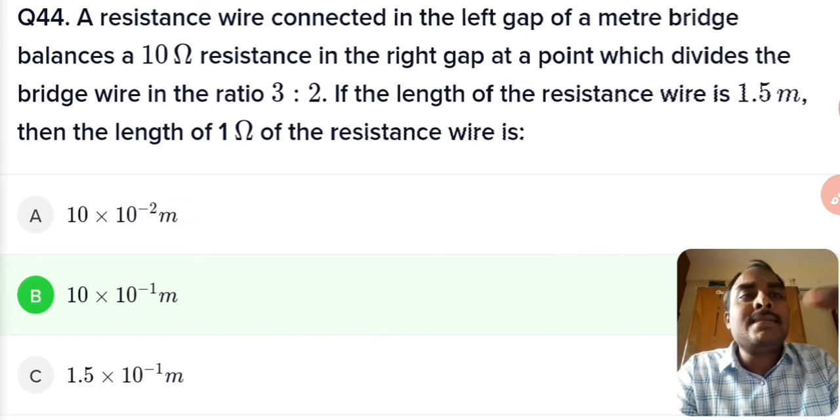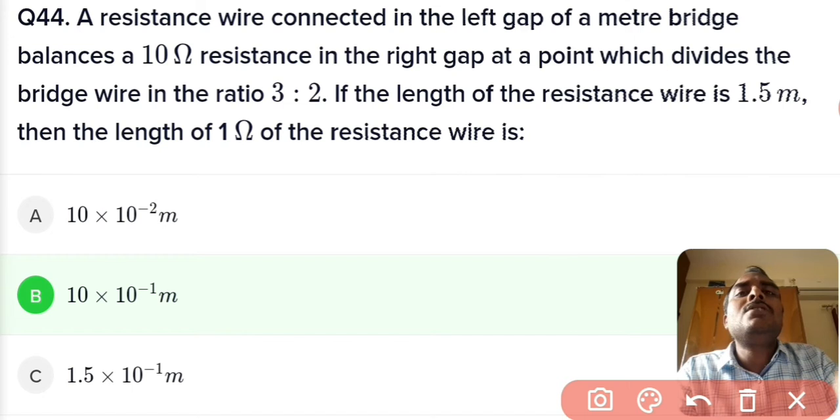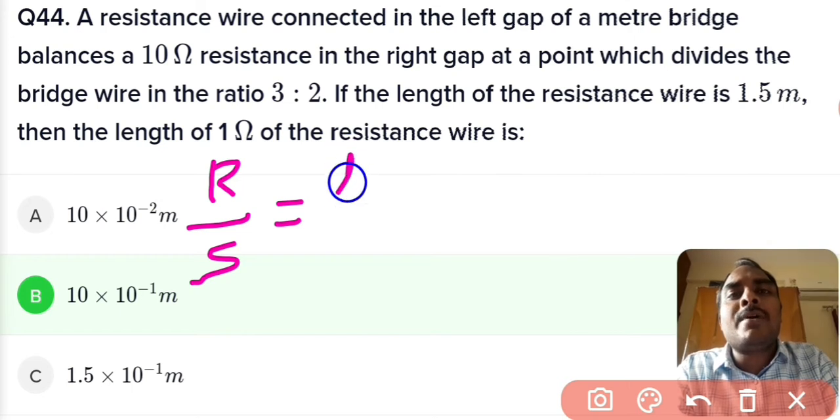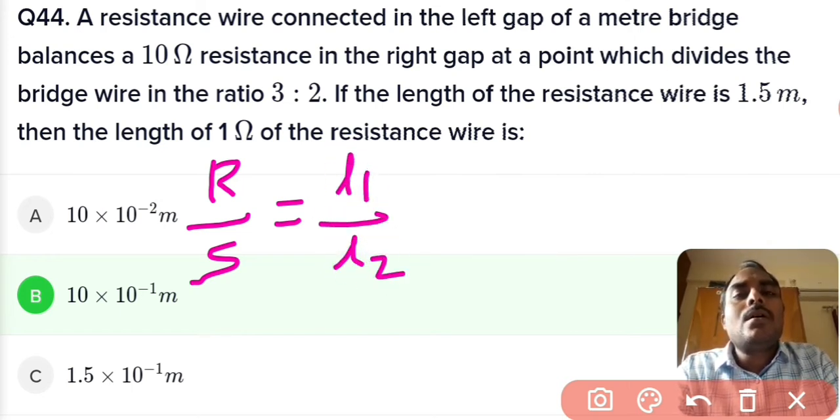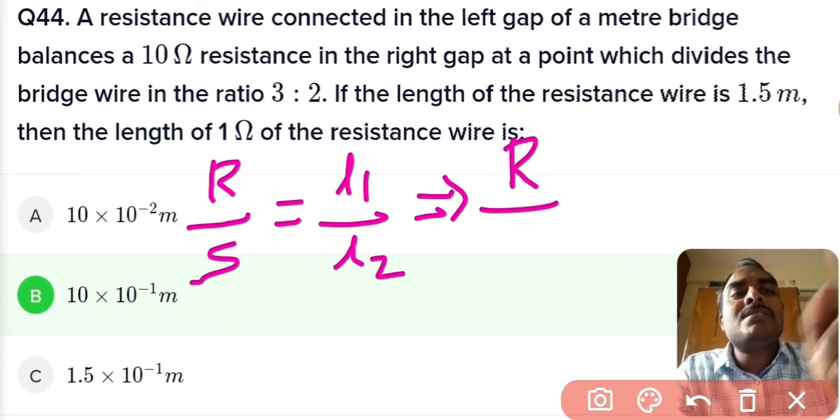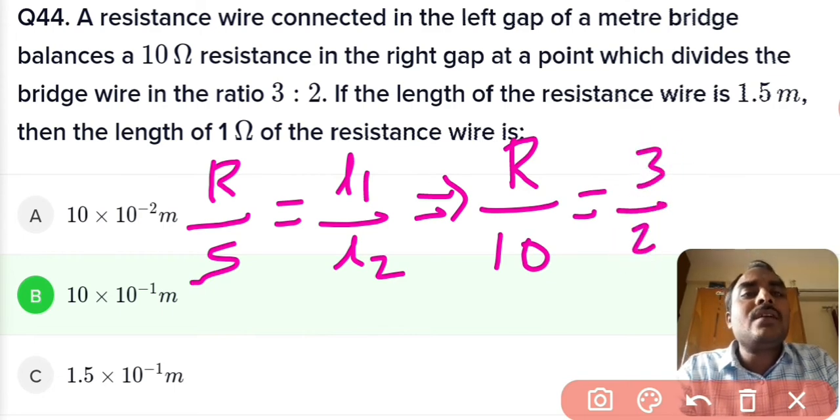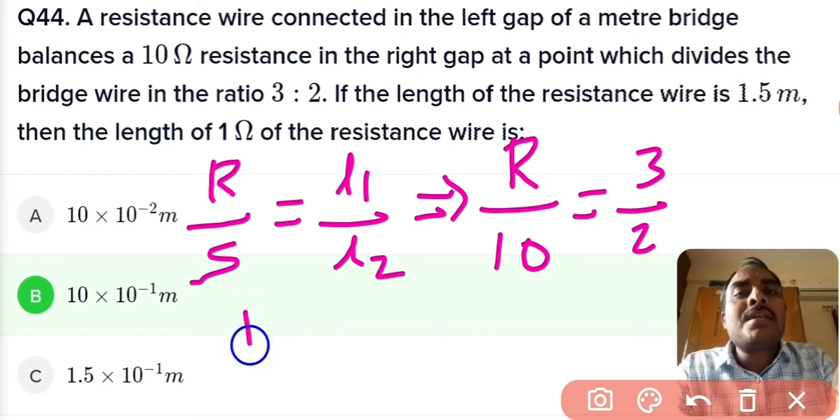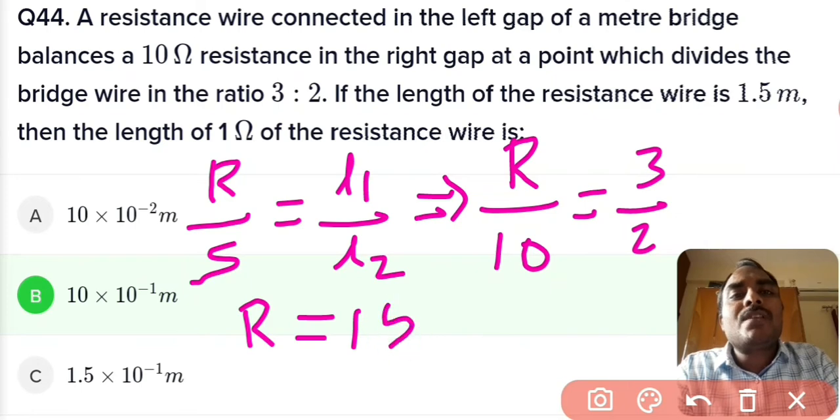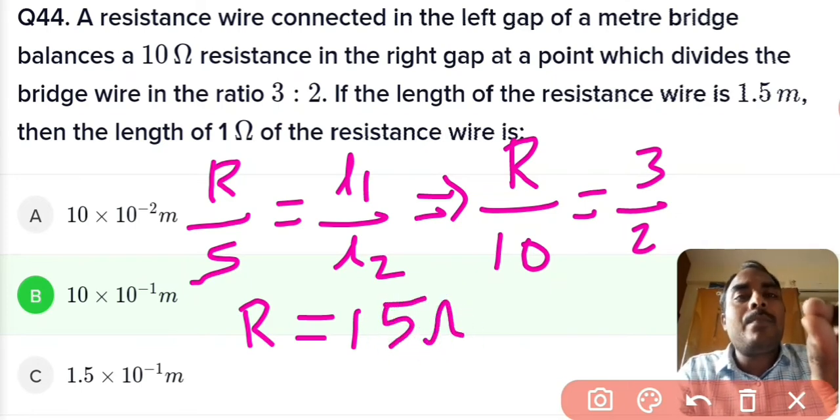So first let us find the resistance in the left side gap by using the balancing condition of resistance. The balancing condition is R by S equal to L1 by L2. R is the resistance in the left side gap, which we need to find. S is the resistance in the right side gap, given as 10 ohm. So R divided by 10 equal to the ratio of lengths, 3 divided by 2. Then 10 will go to the right side, 10 into 3, 30 by 2, 15. So R equal to 15 ohms. So the resistance wire in the left side gap has resistance 15 ohms.